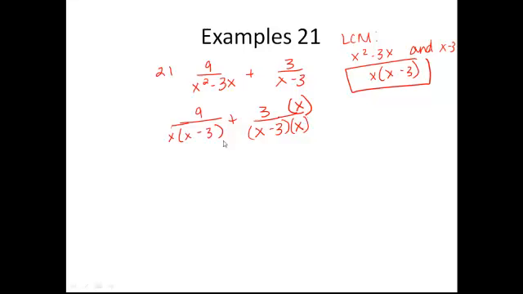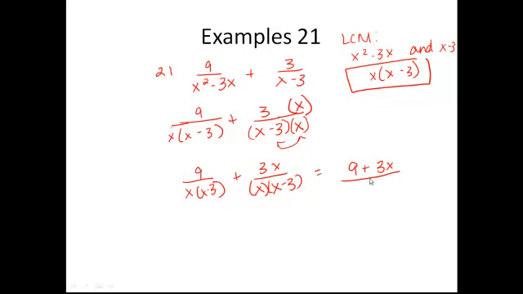So now what I've done is I've rewritten it to be 9 over x times x minus 3 plus 3x all over x times x minus 3. Because factors, you can commute them, doesn't matter. So now these are identical denominators. What you can just do is add the top straight across, okay, and then put it over your common denominator. Okay, so there you have it. If you wanted to, you could FOIL this out, but that's okay.